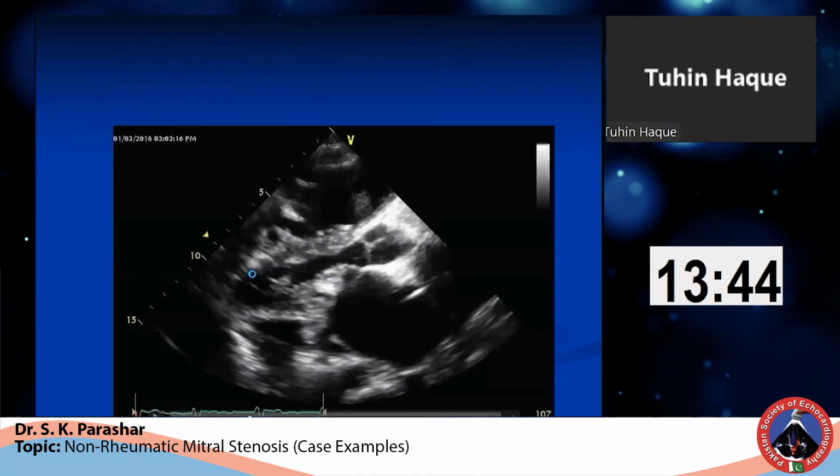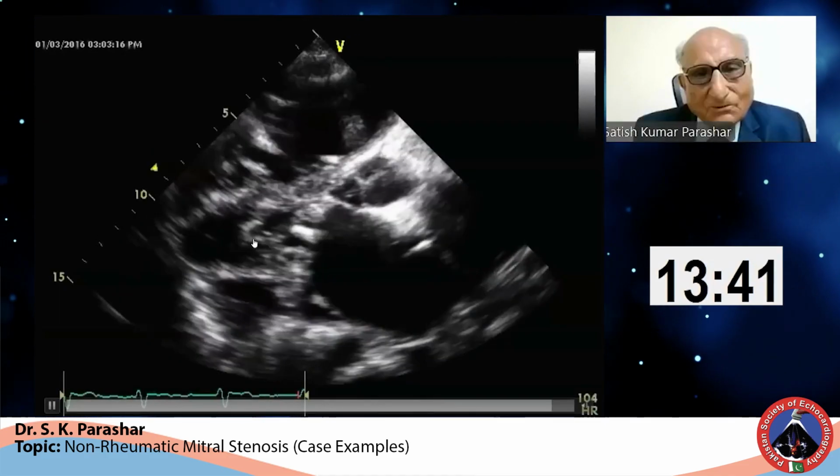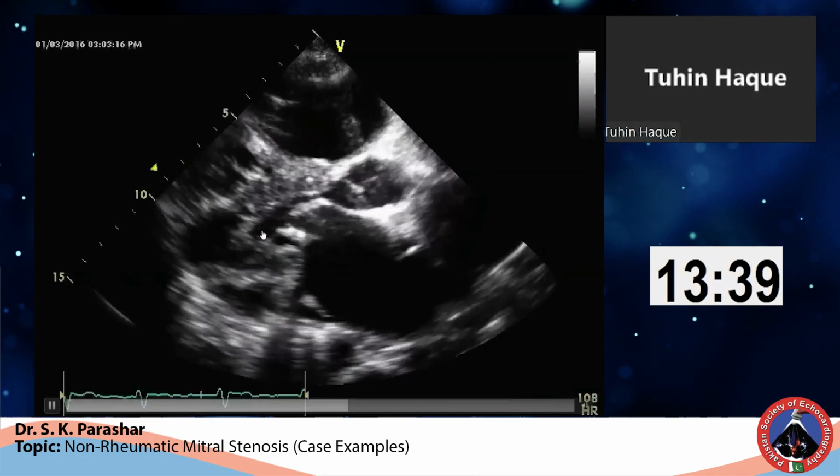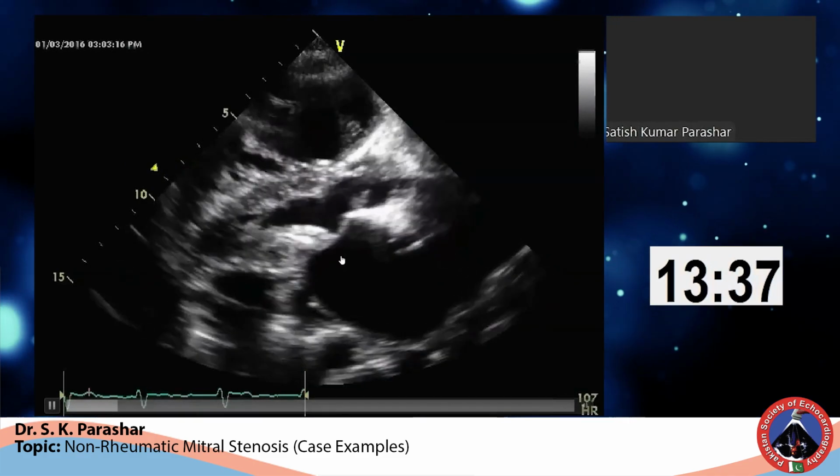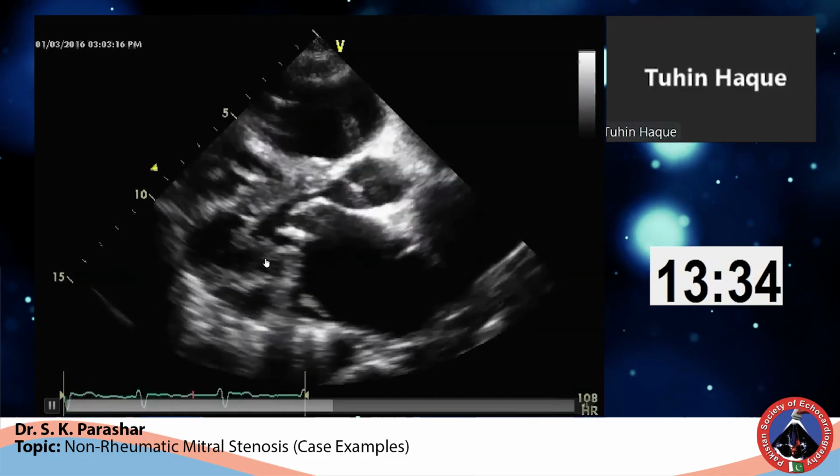Now, you are all aware of rheumatic mitral stenosis. Everybody knows these are the thickening of the cusp, doming of the cusp, and all these features are very well known to all of you.